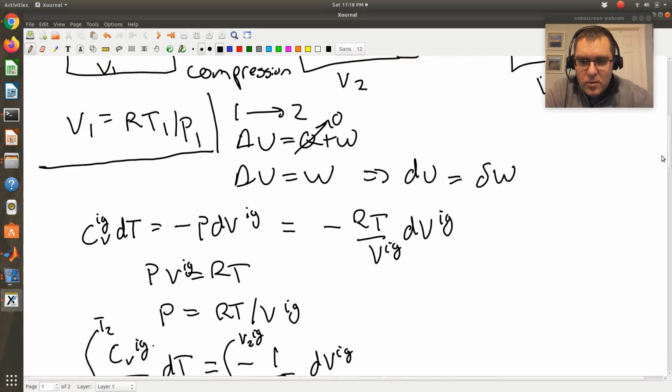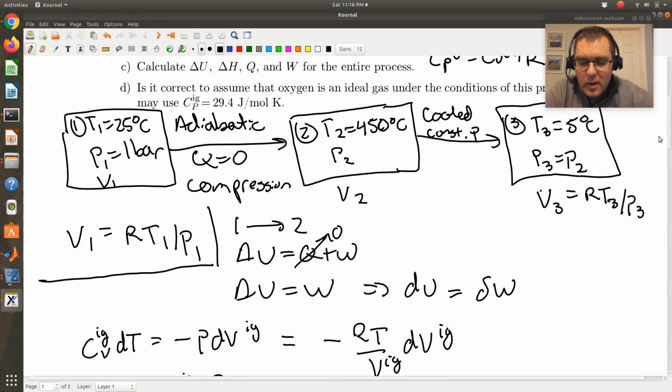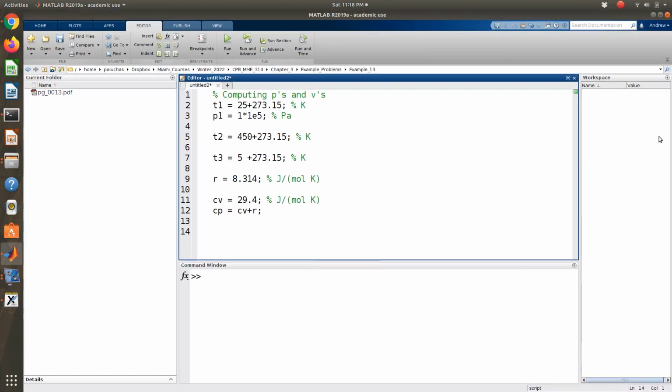All right, so let's go ahead and we can calculate V1. V1 will be in units of meters cubed per mole, since I'm using SI units. So V1 will be equal to R times T1 divided by P1.